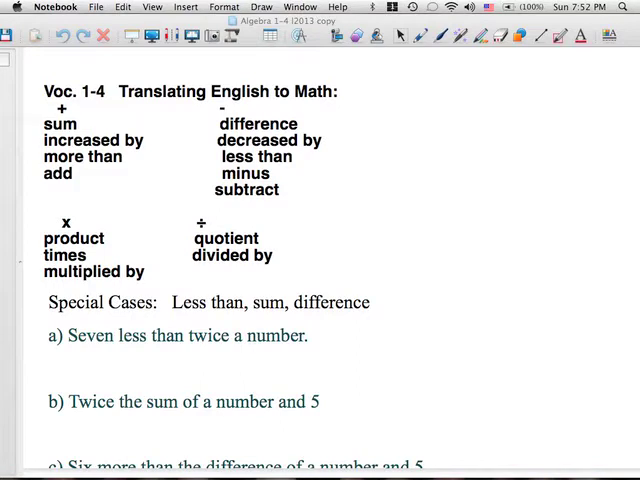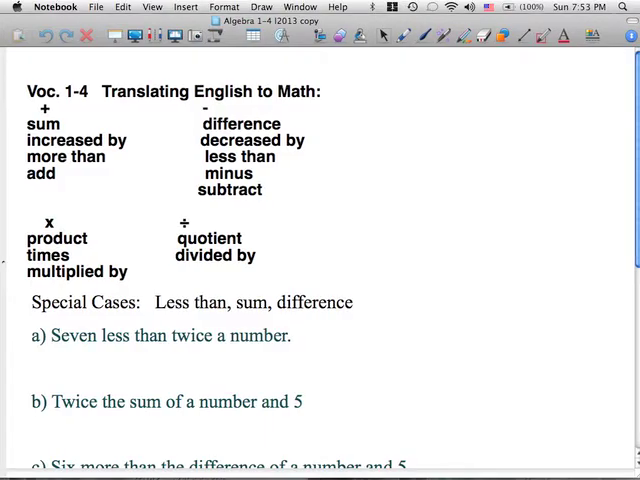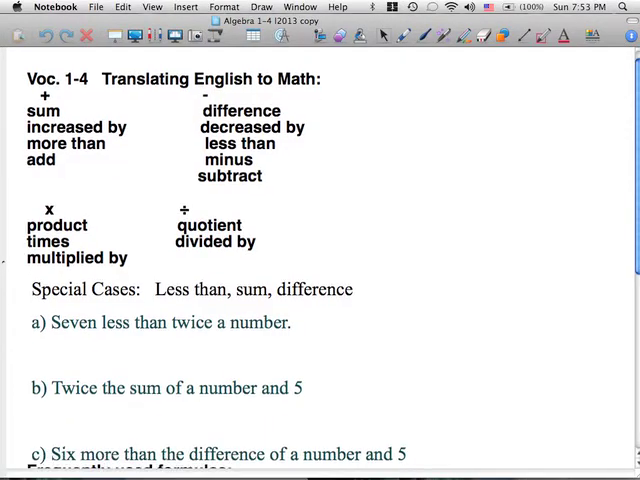Multiplication, we have the word product, times, and multiplied by. And division, you'll see the words quotient and divided by. There are some special cases to be aware of: the words less than, sum, and difference.